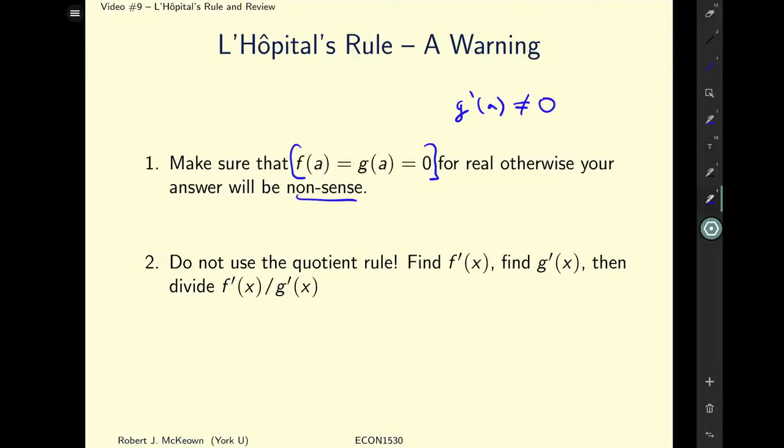Second, looking at the formula, it's tempting to think that you're supposed to use the quotient rule. Right? It has f prime x over g prime x. But of course, that's not the quotient rule. That's the derivative of one function divided by the derivative of another. The quotient rule was actually much more complicated than that. And we'll review the quotient rule a little bit later.